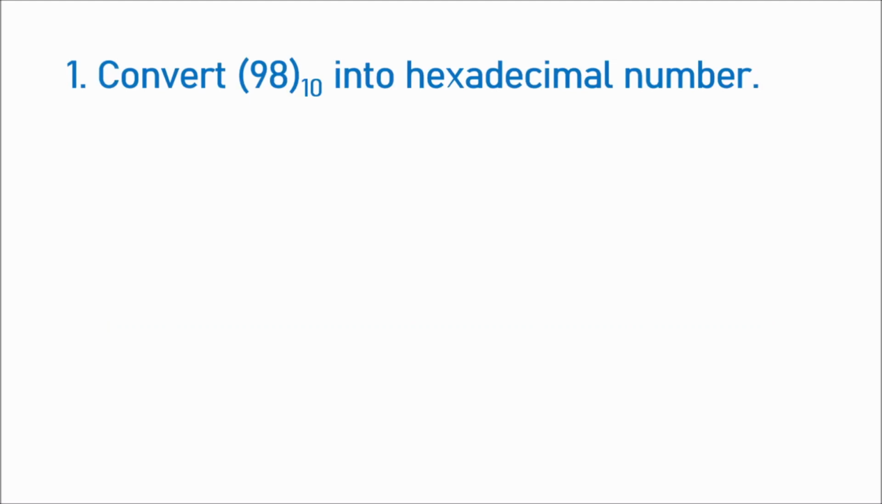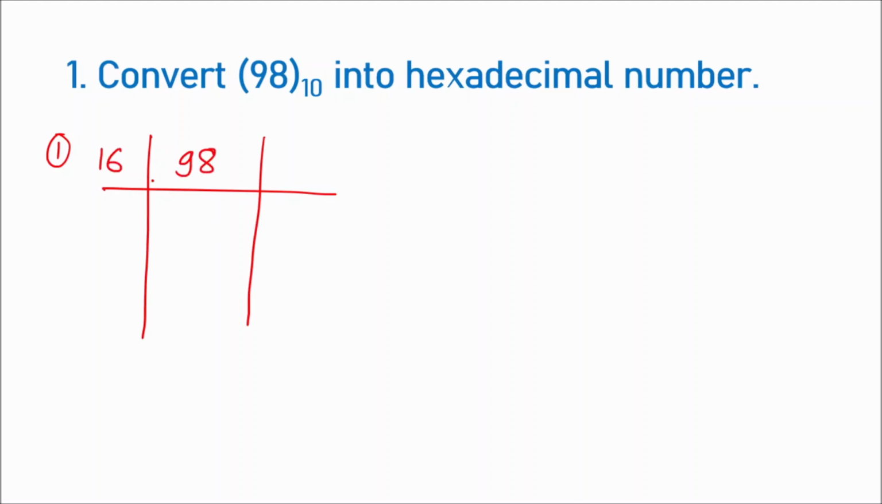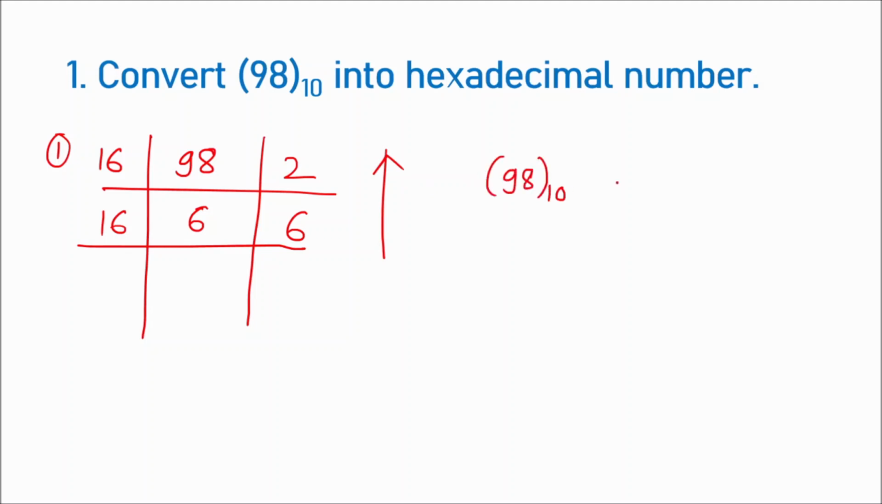Now first of all, we will take an example of how we can convert a decimal number into a hexadecimal number. The procedure is the same, whatever we have applied for the binary number and for the octal number. What you can do is draw a tabular format. Here you can write 98 and divide by 16. 16 times 6 is 96, so the remainder is 2. Then 6 is not divisible by 16, so we take 6 as it is, and then we start writing the number from bottom to top. Hence 98 in decimal can be written as 62 in base 16.